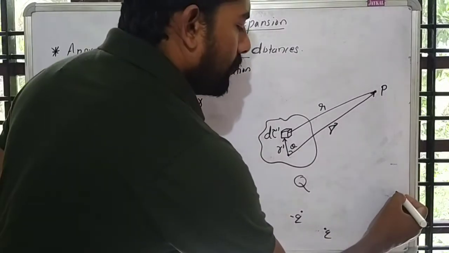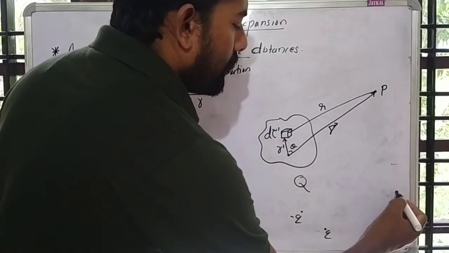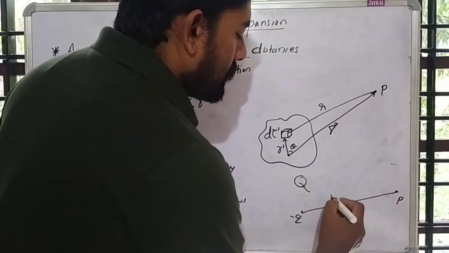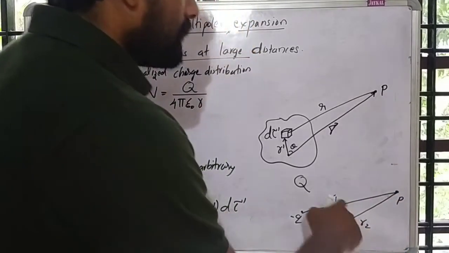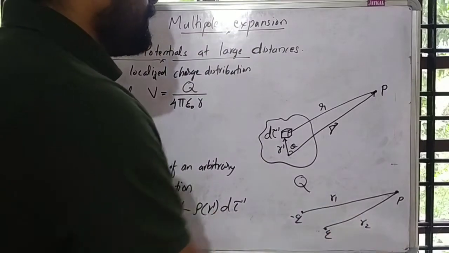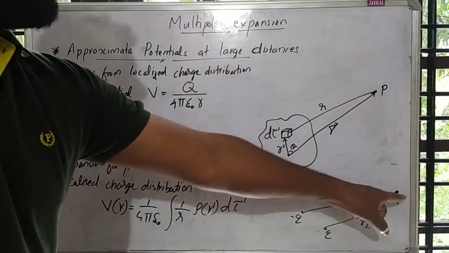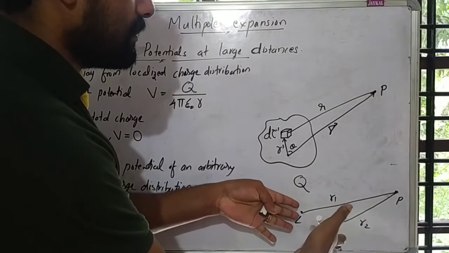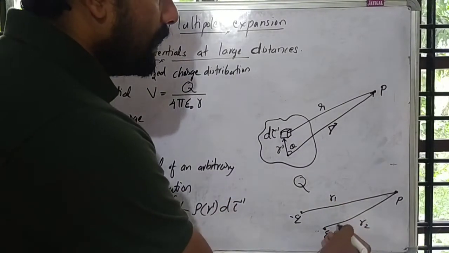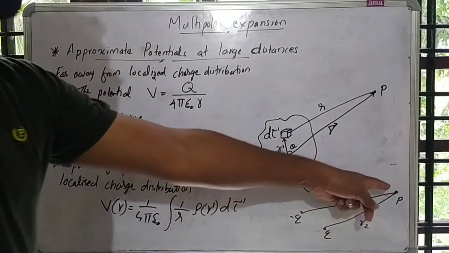And if you are looking from another point P, this is the distance R1 and this is the distance R2. There is not much difference between the distances R1 and R2, because this point is too far from this localized charge distribution, and the charges are too close together compared to the distance between this charge distribution and the point P.